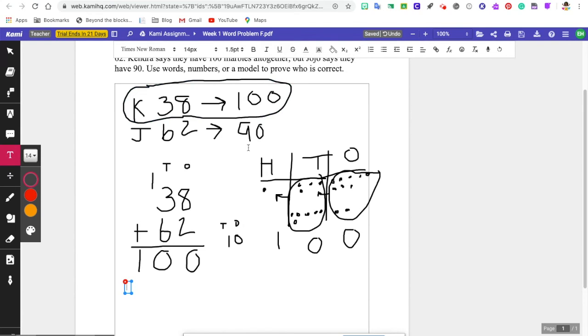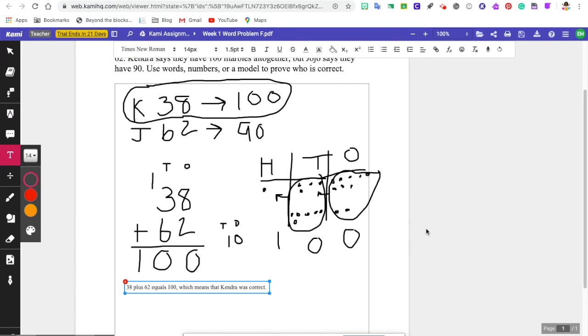So we use a model, we use numbers, and for words we can put 38 plus 62 equals 100, which means that Kendra was correct.